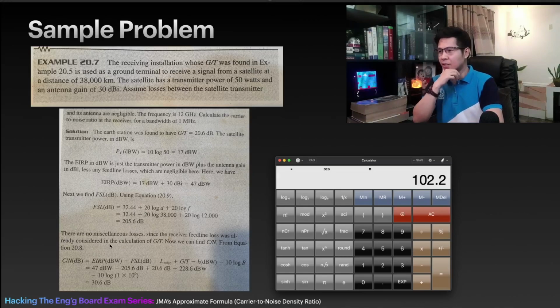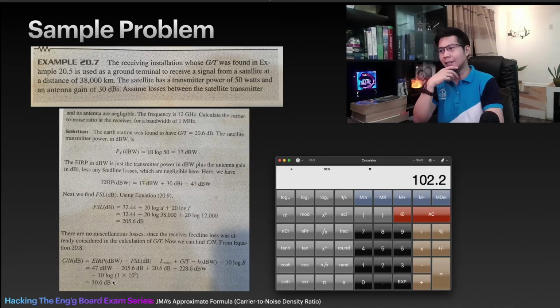Then, sabi daw dito, there are no miscellaneous losses. And since the receiver feed line loss was already considered in the calculation of G over T, dun sa previous example, we can now compute for the carrier to noise ratio. So, pag kinuha natin yung carrier to noise ratio, that's 47 dBW minus 205.6 dB for the free-space loss plus 20.6 dB for the satellite figure of merit, or in this case, the G over T, and then the Boltzmann constant, that's 228.6. And then, minus 10 log ng bandwidth.